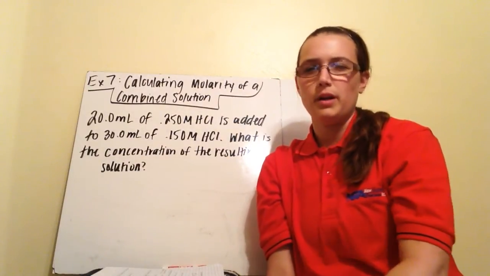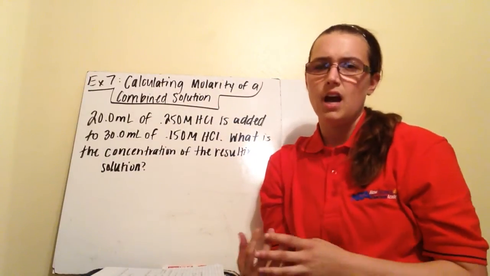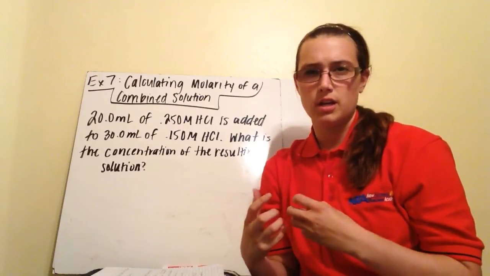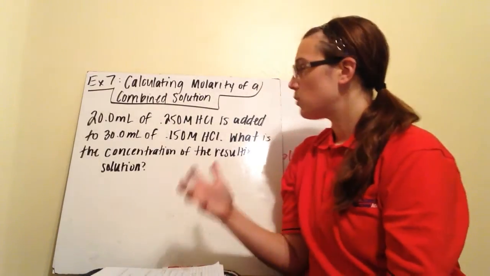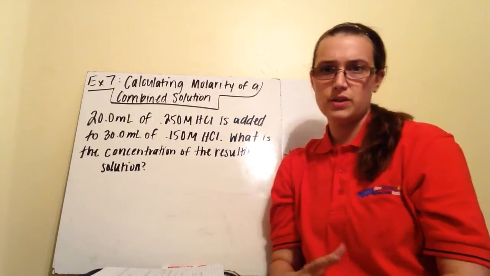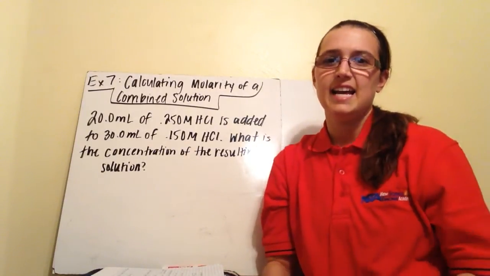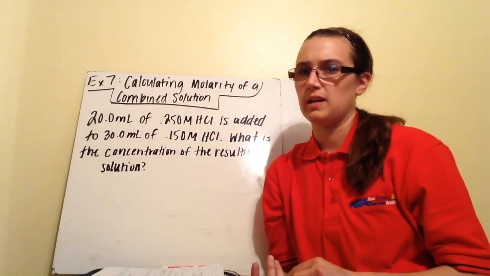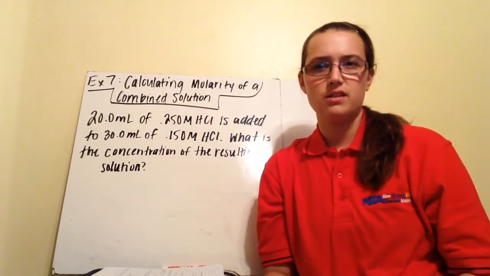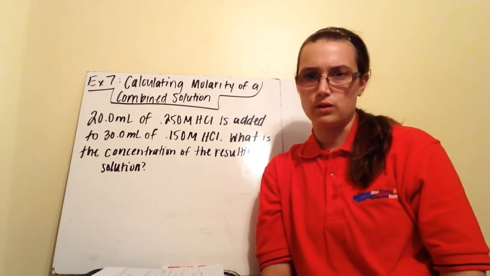In this example, we're going to look at how to calculate the molarity of a combined solution of the same solute. In this example, it tells us that 20 milliliters of 0.250 molar hydrochloric acid is added to 30 milliliters of 0.15 molar hydrochloric acid. And then it asks for the concentration of the resulting solution.